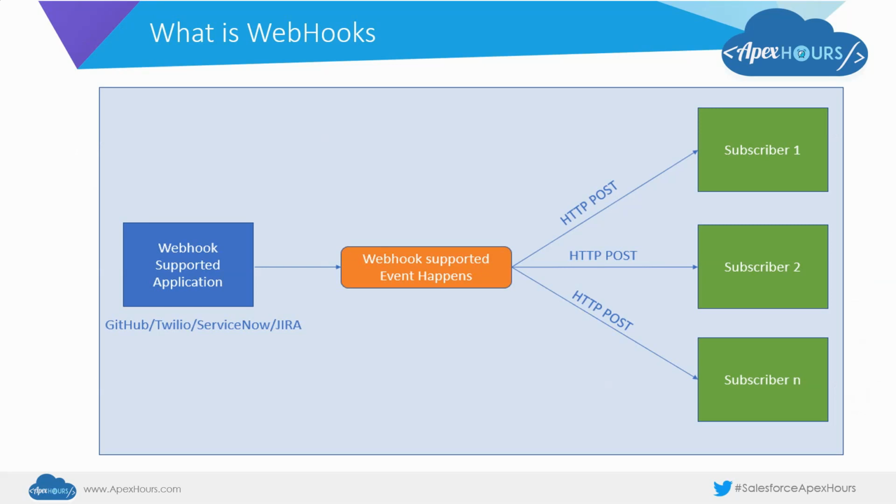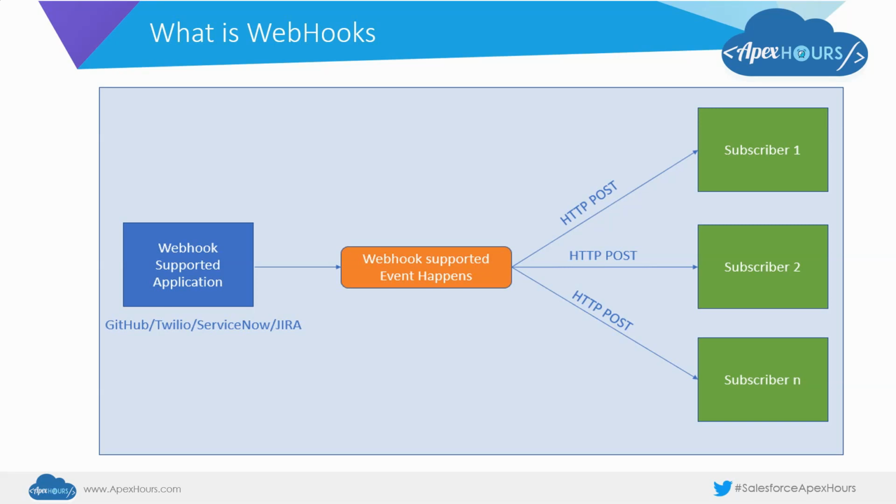Like in Salesforce, whenever an event is happening, we will be able to associate some actions to that. For example, when a new record is getting created, you will be able to associate that record creation operation with some kind of events like trigger, flow, or process builder. Similar to that, many other applications support this kind of behavior. Like when some operation is happening, they will be able to send this information to external URL. It is nothing but an HTTP post.